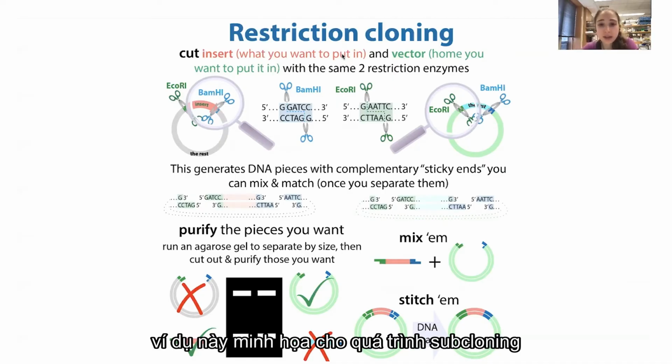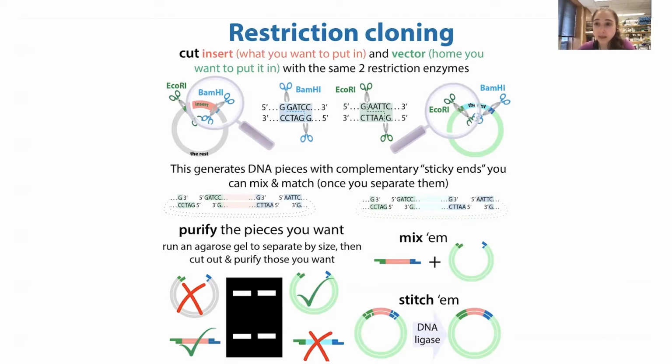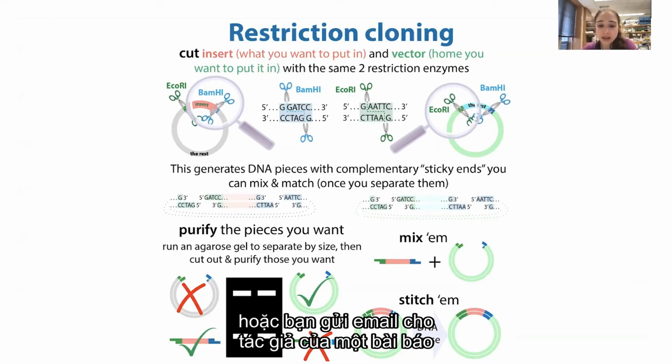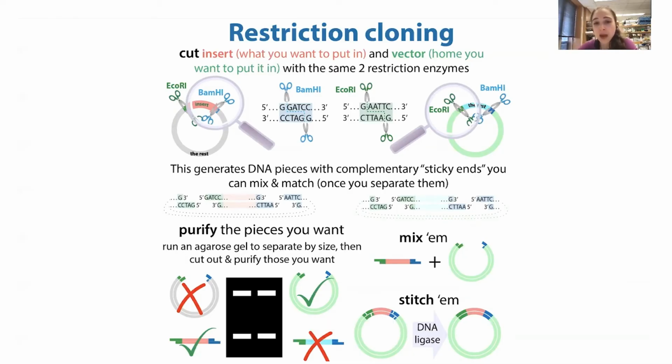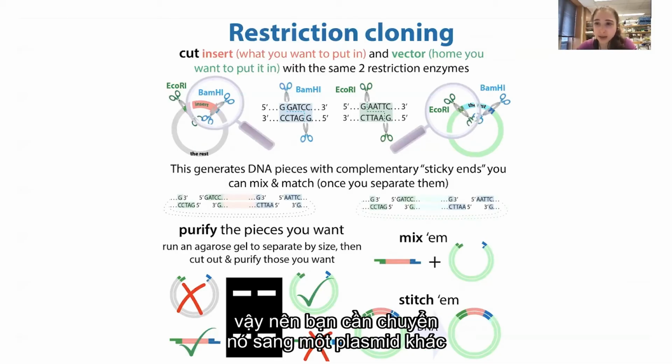Okay, so this is showing an example where we're subcloning. Our insert is already in one thing and we want to stick it in some other thing. This is really common, especially nowadays, where you will order a plasmid from Addgene or some sort of plasmid repository, or maybe you email the authors of a paper to get the one that they used, but you just want the gene, or the cDNA, I guess. You don't want the actual plasmid; maybe they have a plasmid for expressing it in mammalian cells and you just want to make it in bacteria or something. You want to stick it in some other plasmid. So this is really common.